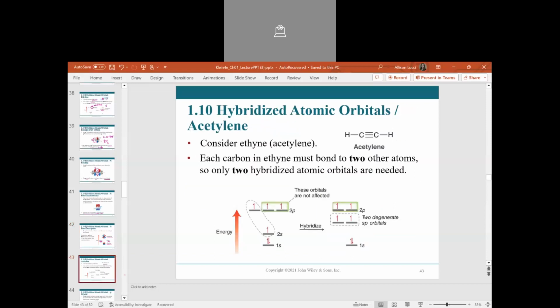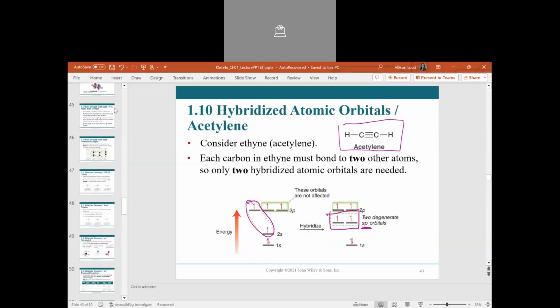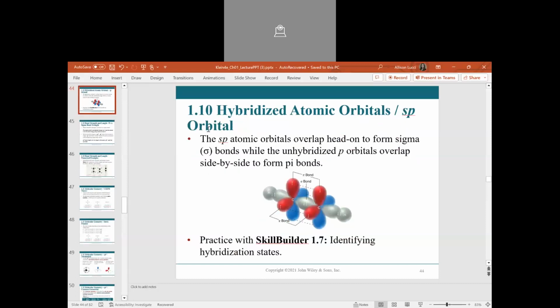And let's see our last molecule that we'll discuss here. We use one s and one p orbital now to obtain a total of two degenerate, so two of the same energy, sp hybridized orbitals. This is for a triple bond, right? Something like acetylene here. So we're going to have two pi bonds that form to create this type of overlap here.